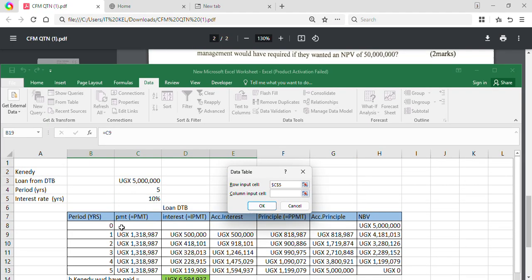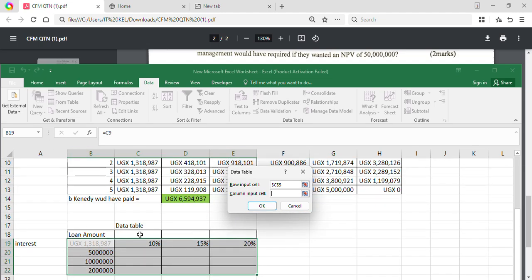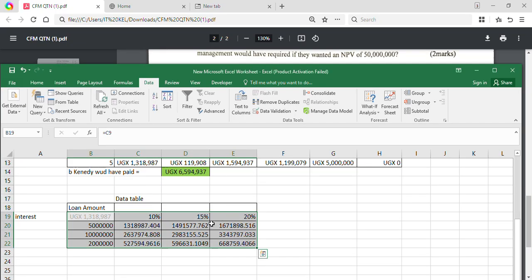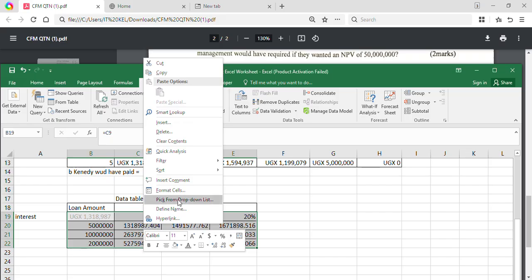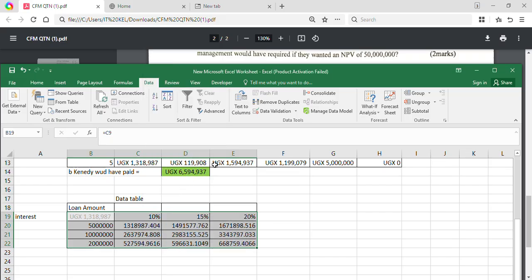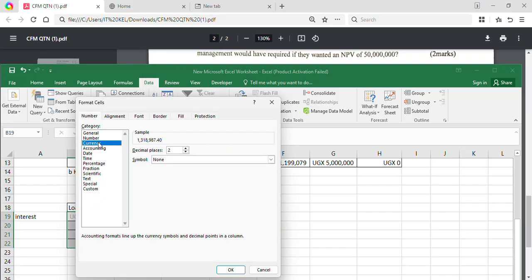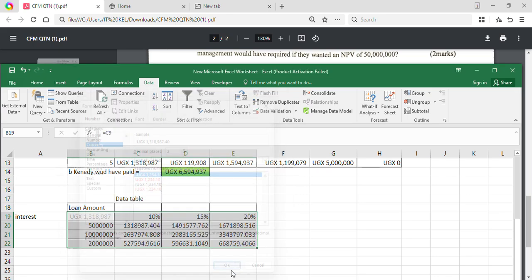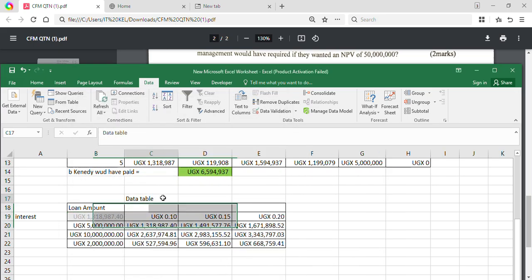Then you come to the column input cells. Column means this. You're seeing B, C, D, E, and you see what is in our columns. We only have the loan amount. You come, you put in our loan amount, which is here. You press OK. It will autofill. So you format the cells, put them to UGX, accounting, currency, put them to UGX. So that's how simple that number was.